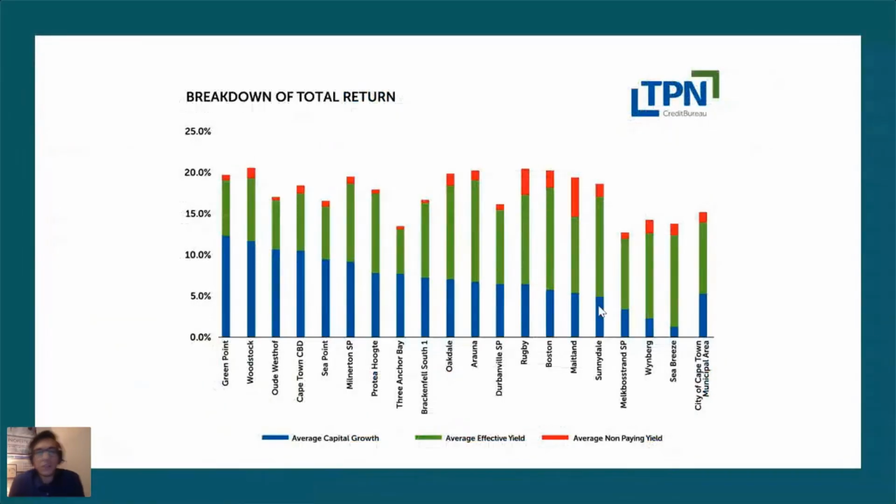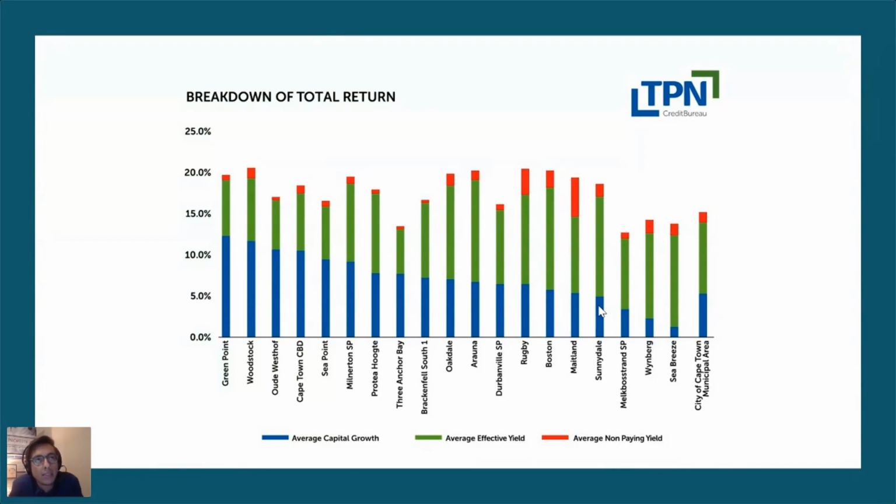Now, here are some interesting slides just to spark some interest. These are not slides or data that you can get from TPN in any of their reports. I just have a relationship with TPN and I get exposed to this kind of information. What you're seeing here are the best areas to invest in currently in Cape Town. You're seeing 3 different colored graphs: blue, green, and red. The blue is an estimate of the capital appreciation in that area. The green is the average rental yield, and the red is the risk of a non-paying tenant.